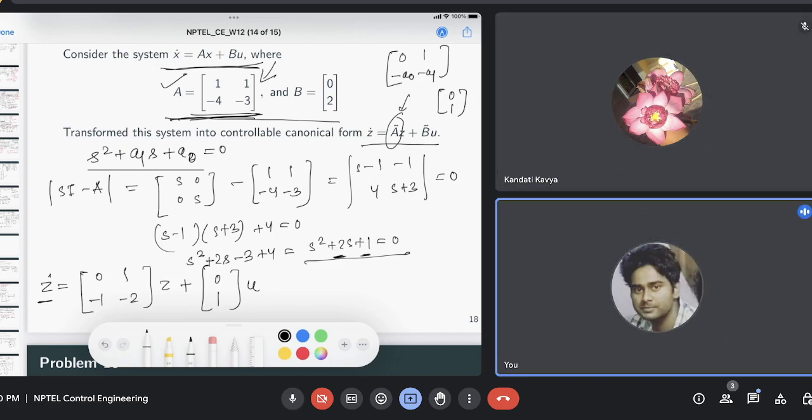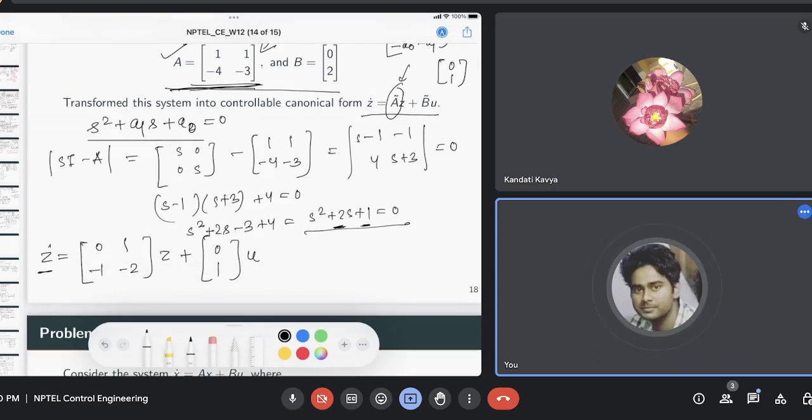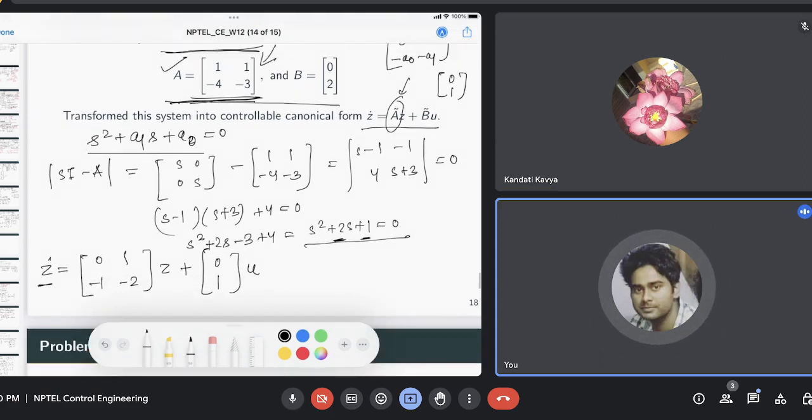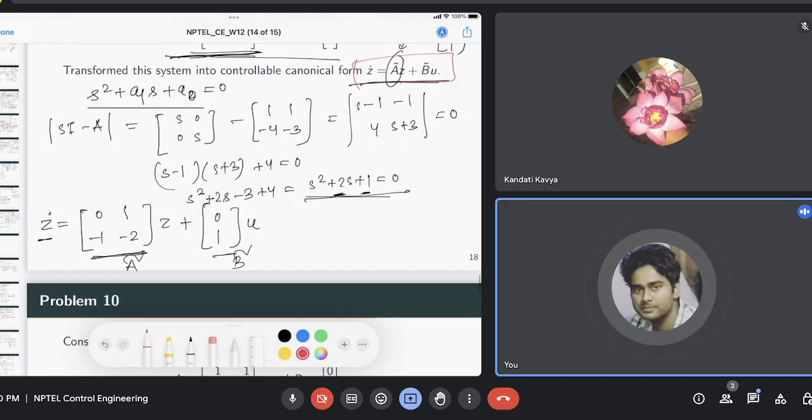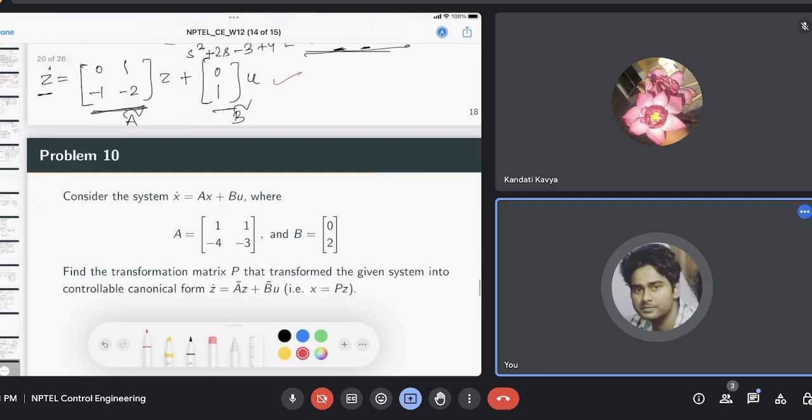So this is in the controllable canonical form. You can write the controllable canonical form once we have the characteristic equation. You know that the coefficients appear in reverse order with the negative sign, and this is the B matrix. This is the A tilde, this is the B tilde, because we want this form. Now it is in the controllable canonical form, so the design will be easier, right?